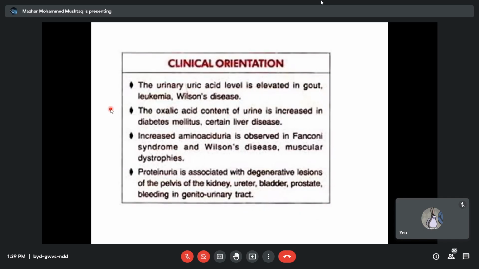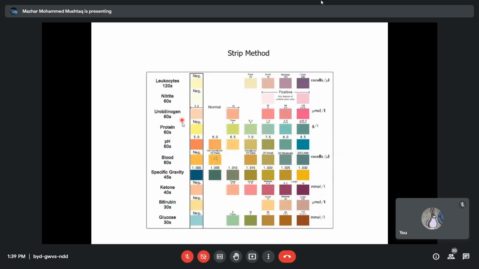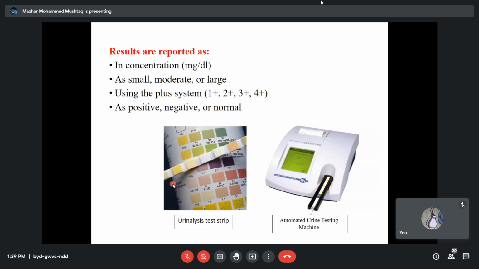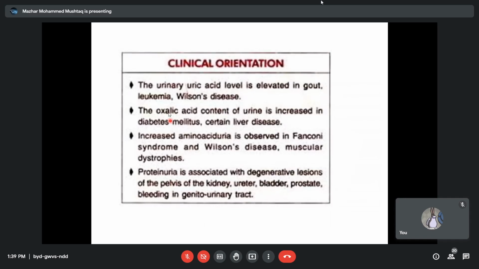So some of the clinical orientation, for example, if there is a large amount of uric acid, we call it gout. We have measured the uric acid here. If you remember, the uric acid is not shown here, but you can measure it with the strip also. There are different companies making different types of strip, and in some of the strips it is usually there. If there is an increased amount of uric acid, there can be a disease called gout, or it can be called Wilson disease. These are the two examples of increased uric acid.